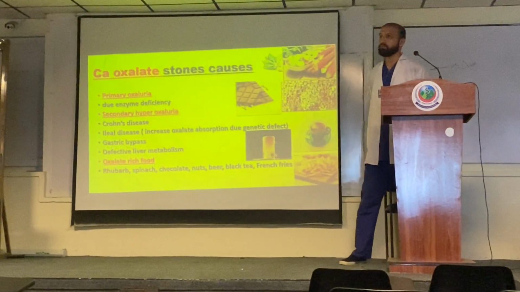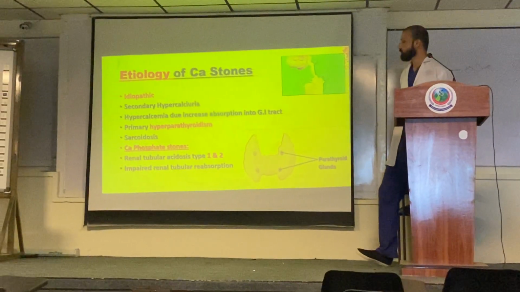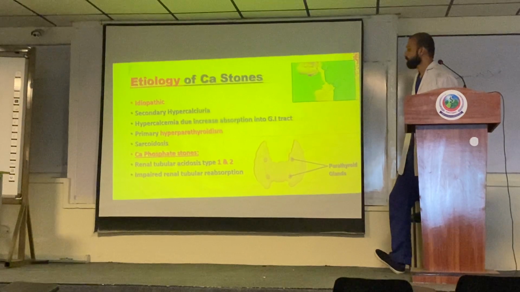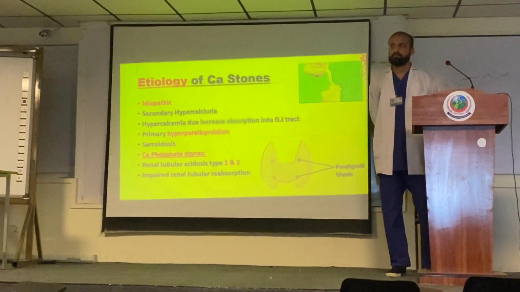What is renal tubular acidosis? Type 1 and type 2. This is the two way.